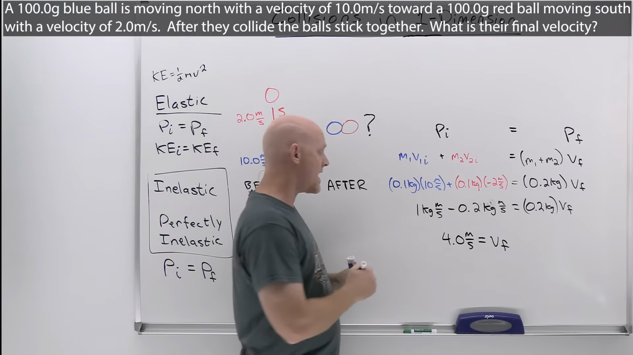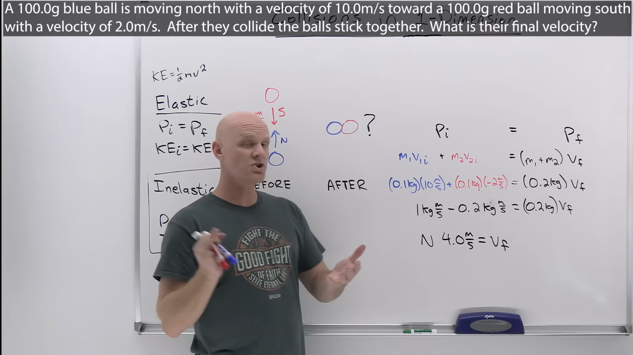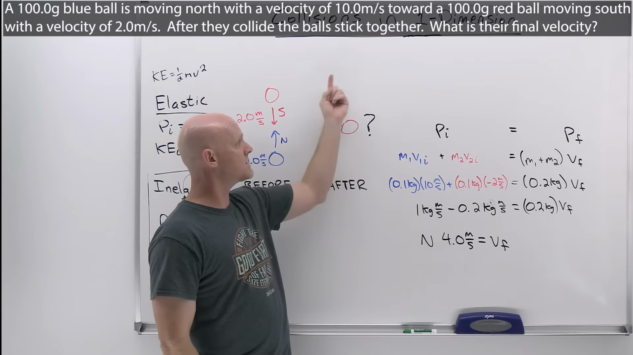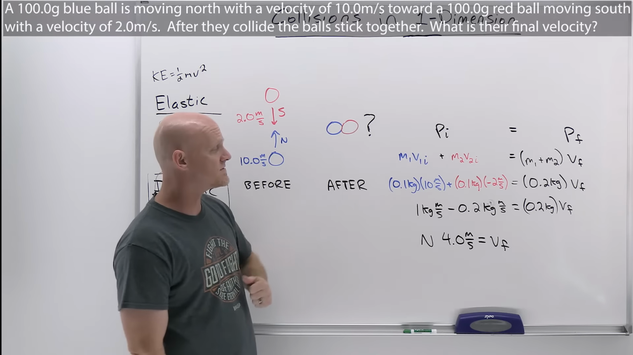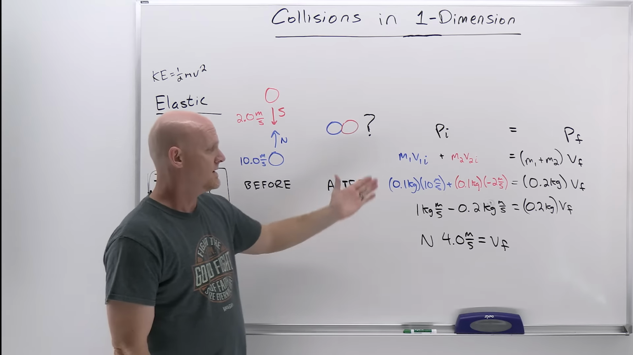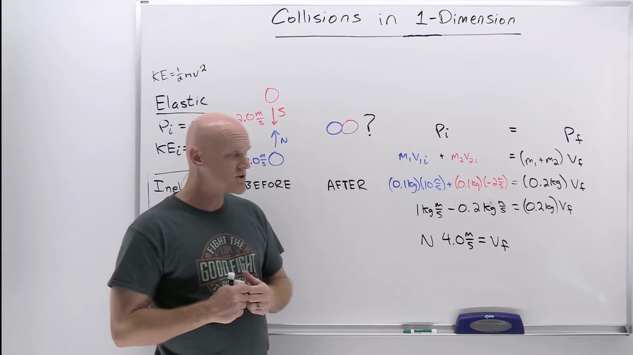So because it came out positive, that means it's in the northward direction. So your intuition was correct if indeed you thought, oh yeah, they got to be moving north after the collision, since the blue ball was moving faster in the northward direction than the red ball was in the southward direction. Great. And we can definitely see that kinetic energy is not conserved yet again.